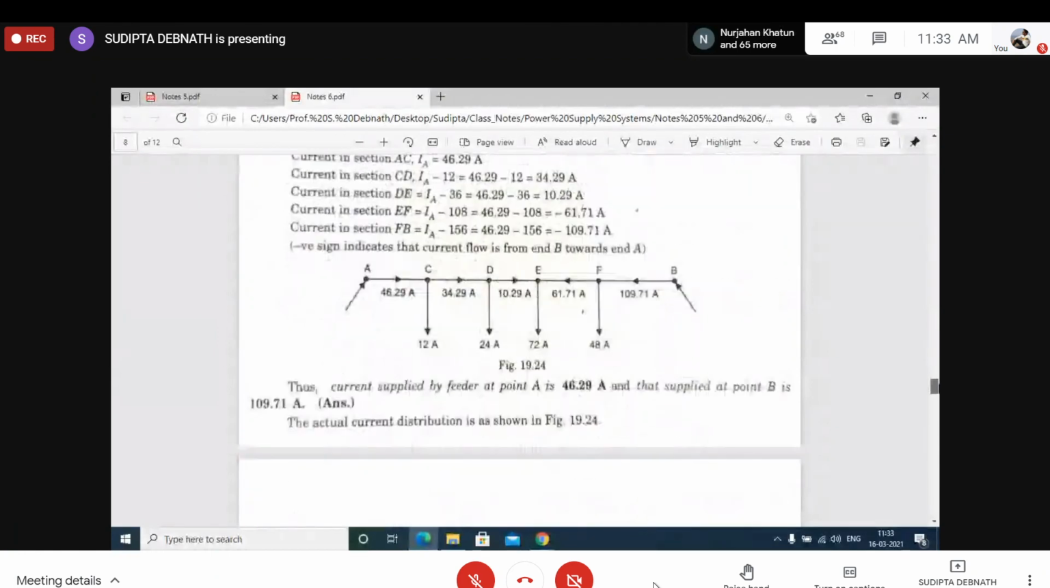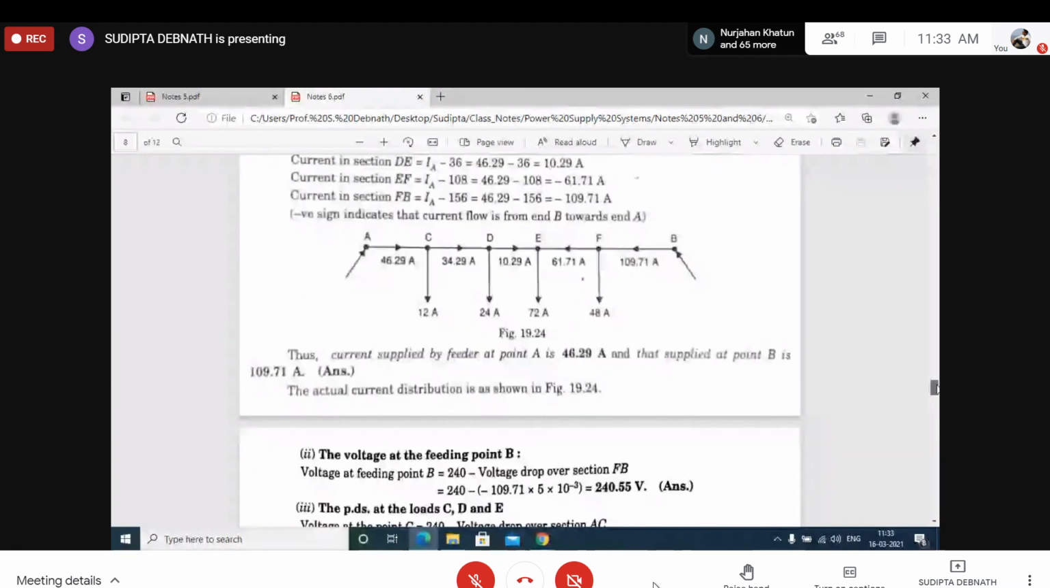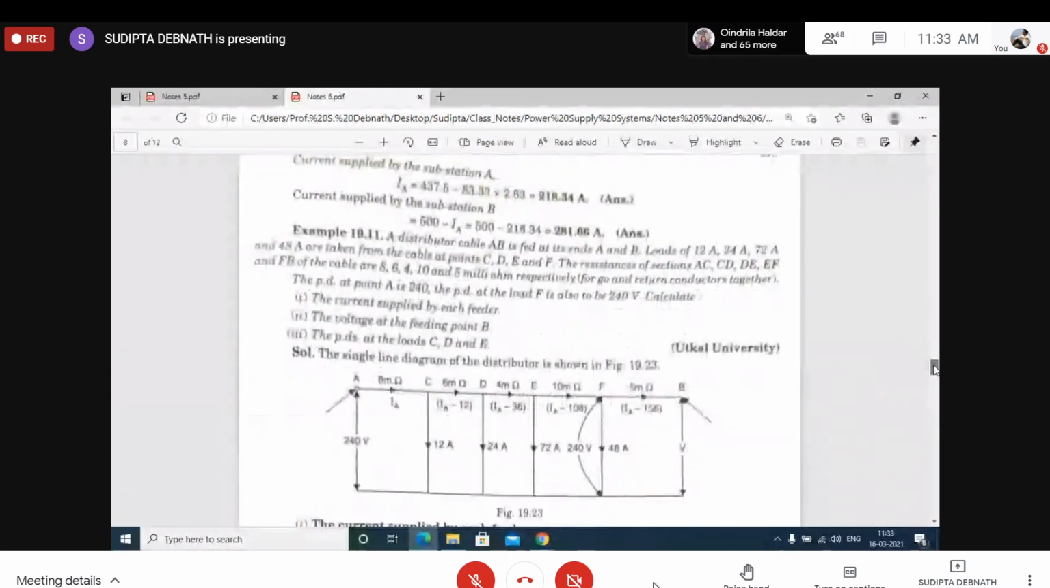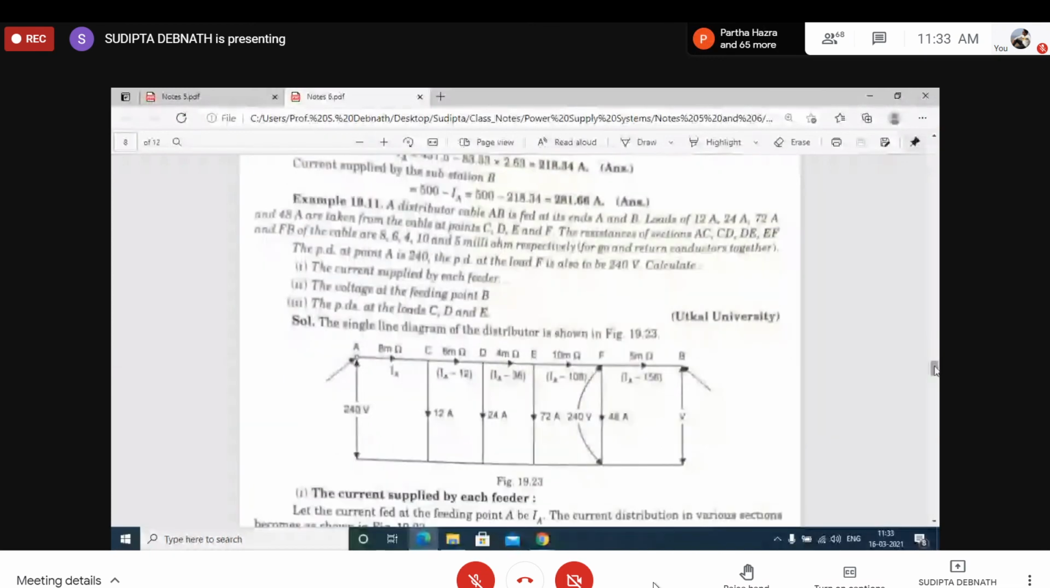So up to distributors fed at both ends with concentrated loading. Let us finish. This is also a very simple problem. What they have written, they have mentioned one intermediate voltage instead of telling the end voltages. Nothing new. See, fed at points A and B, loads are taken from the cable at points C, D, E, F. The resistances at different sections are given respectively for go and return conductors together.